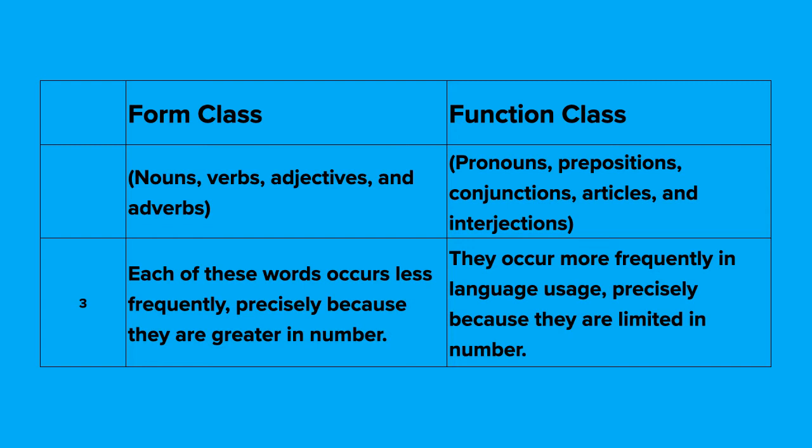If you take the total number of words that you have spoken in a day, obviously you don't do this, but suppose you are in a language lab and somebody is analyzing the total number of words that you have spoken in a day, then you will find that if you take one particular noun that you have used, like table, how many times would you have used that precise word, table? That would be much less than your usage of a function class word like on or the. Those words, precisely because they are limited, you have to keep using the same words, and therefore they occur more frequently in language usage. So form class words, each of the words would occur less frequently in our usage, whereas function class words, precisely because they are limited in number, occur much more frequently in language usage.